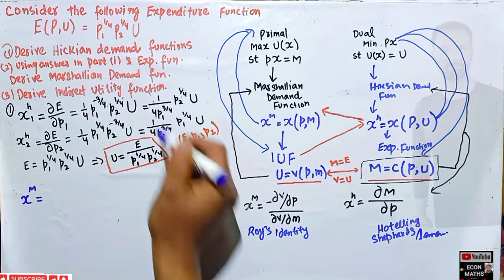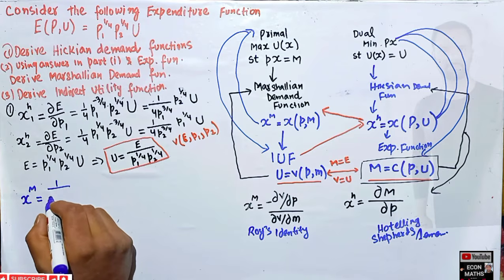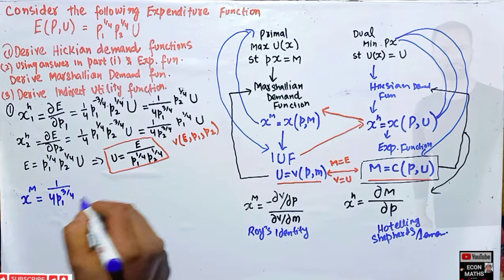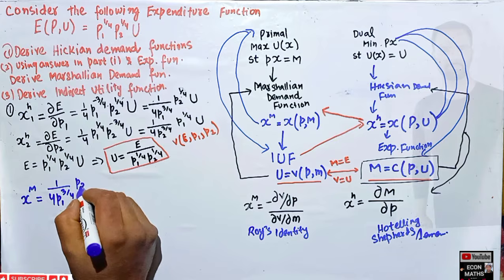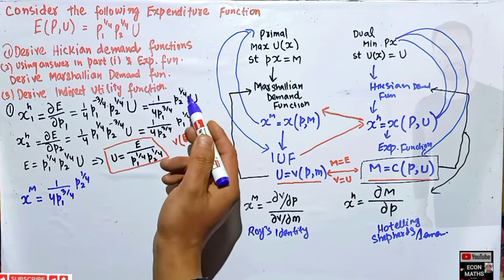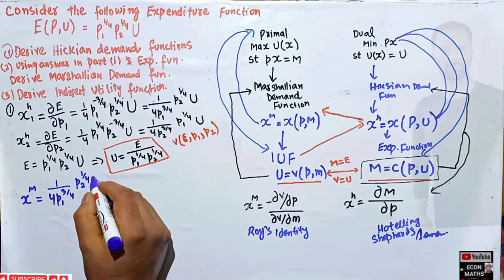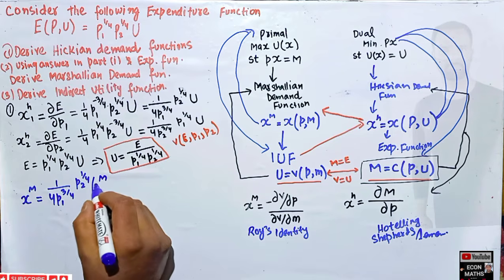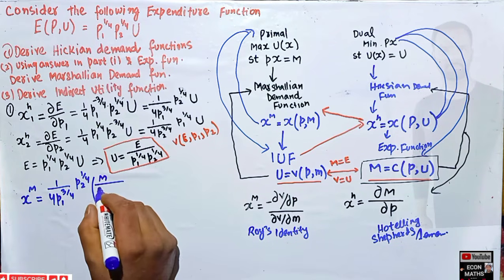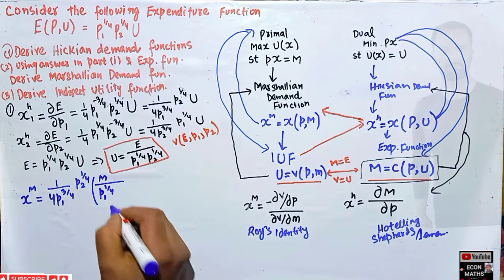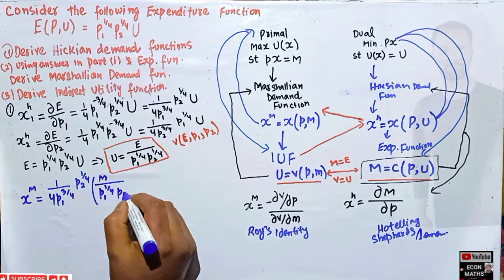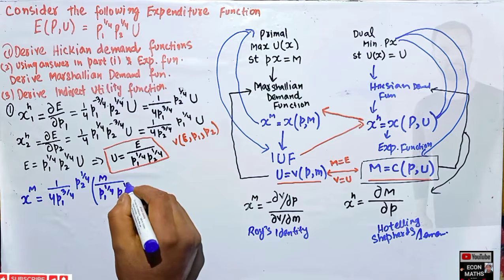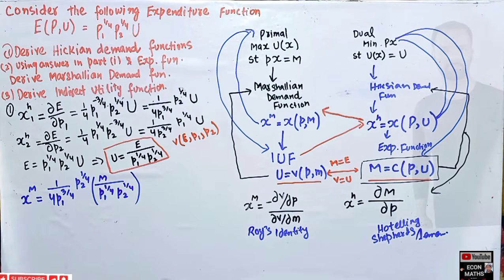So what is our Hicksian demand function? This is 1 divided by 4, p1 raised to the power 3/4, then p2 raised to the power 1/4, and in place of u we will write this very thing. We have e, so I can also write m here, because e and m are synonymous. So we divide by p1 raised to the power 1/4, then p2 raised to the power 1/4, obviously.